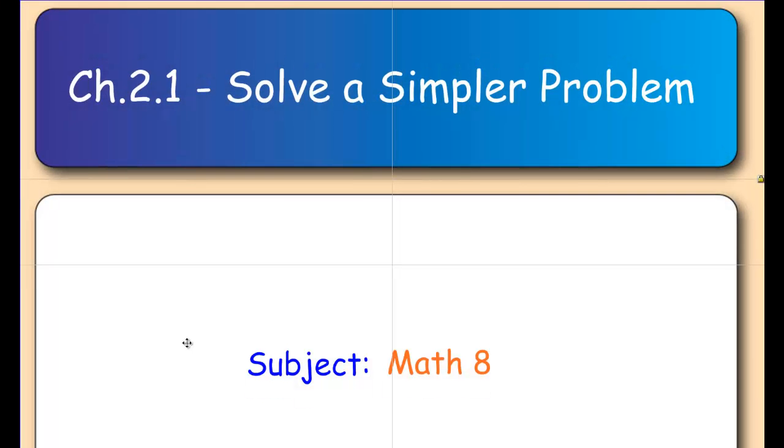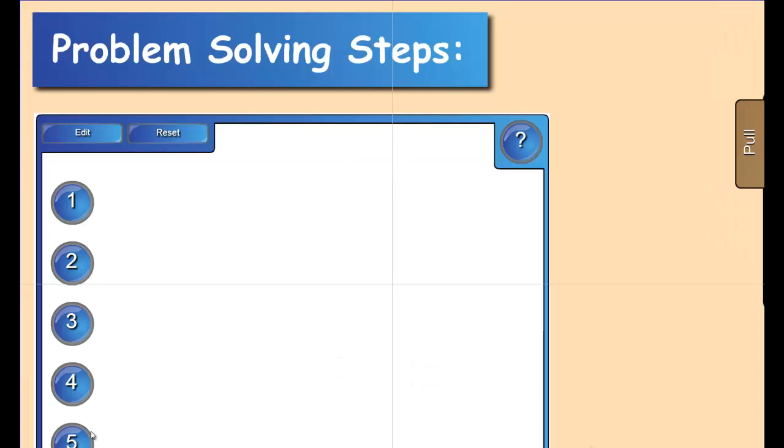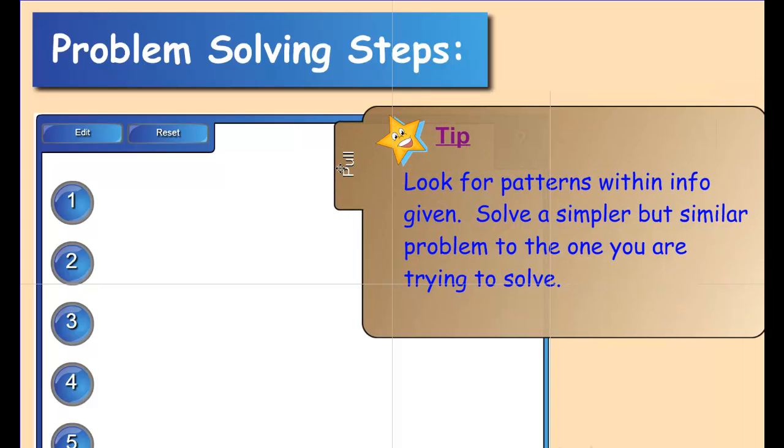Chapter 2.1, Solve a Simpler Problem. In this chapter, we'll be looking at a problem-solving technique whose premise is basically to help you look for patterns within information that's given, and solving a similar but simpler problem to the one that you're trying to solve.